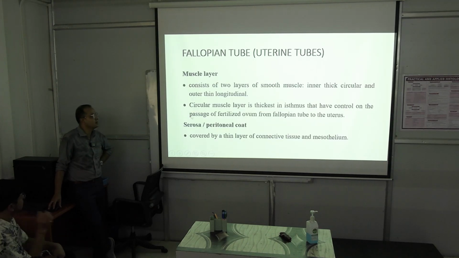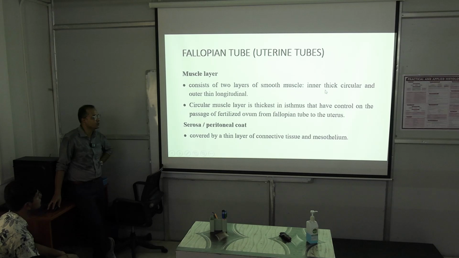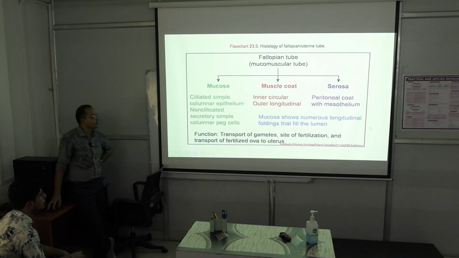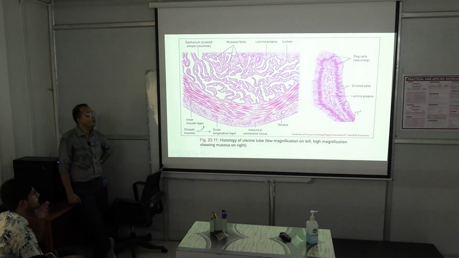Then we have the muscle layer, which has smooth muscle, inner circular, outer longitudinal, and most outside the serous layer. So, it is a mixture of mucosa, muscle and serous. The hallmark is the mucosa, which has ciliated simple columnar epithelium and non-ciliated cells, which we call PEG cells. Now, how do they look?